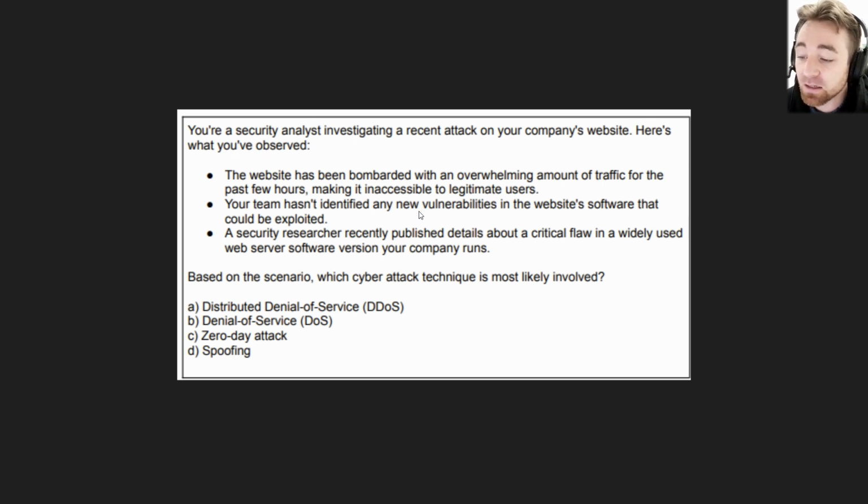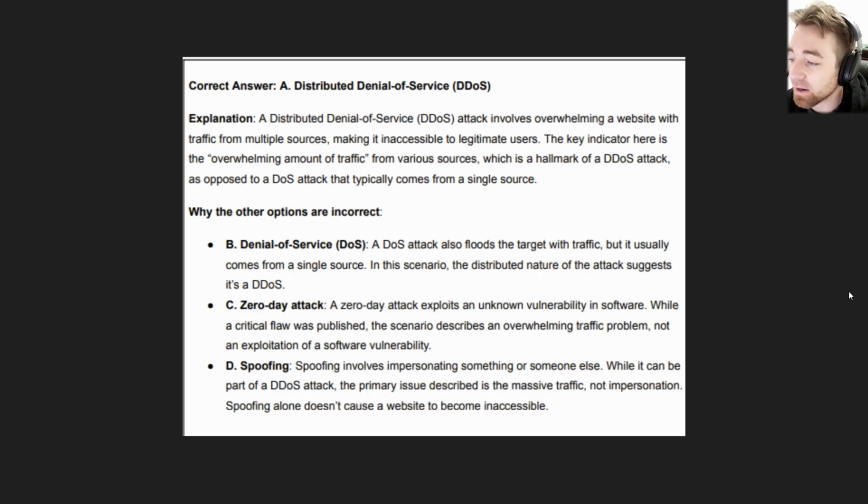Your team hasn't identified any new vulnerabilities in the website software. So there's nothing about a specific vulnerability here. It's just simply a lot of traffic. And then a security researcher published details about a critical flaw in a widely used web server software version your company runs. So we're looking at a server, right? So basically what we get from this is there's a lot of traffic heading towards a server. That's going to be distributed denial of service attack. That is what that is describing.